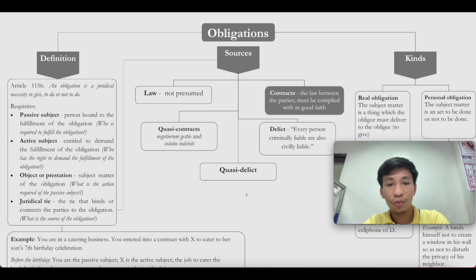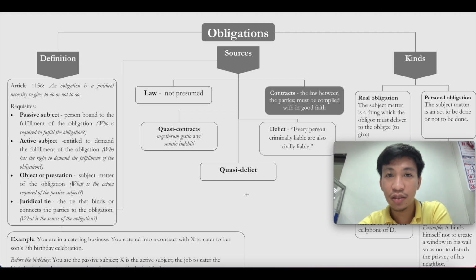And finally, we have quasi delicts. Your obligation to reimburse someone for the commission of a quasi delict. Now, it is quasi delict or is otherwise known as criminal negligence. Ang mga examples nito ay reckless imprudence resulting in homicide, reckless imprudence resulting in damage to property, mga ganon. Reckless imprudence resulting to slight physical injuries, mga ganon. These are what we call quasi-delicts.